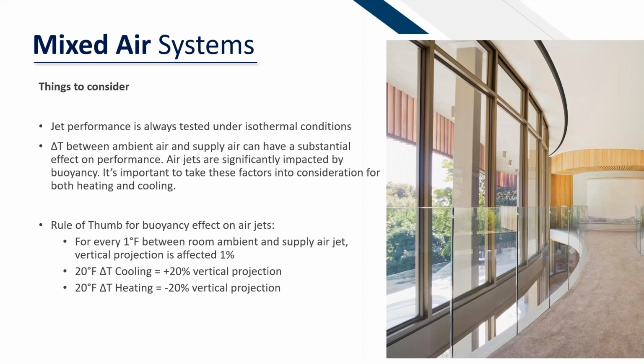Okay, so some things to consider when you're looking at these jet performances: all the jet performance is tested at isothermal conditions. That means the same supply air temperature as the ambient or the room temperature. That is not obviously always the case in the real world. So you have to take that into account when you are looking at the performance charts on these. So that bottom part, or the rule of thumb, because this does have some buoyancy effect on these air jets: every 1 degree Fahrenheit difference between the supply air and the room temp will impact it 1%. So in cooling, we'll actually get a plus 20% projection, and in heating, we'll have a minus 20% projection. That would be at a 20 degree differential, obviously. So 1 degree for every 1%.